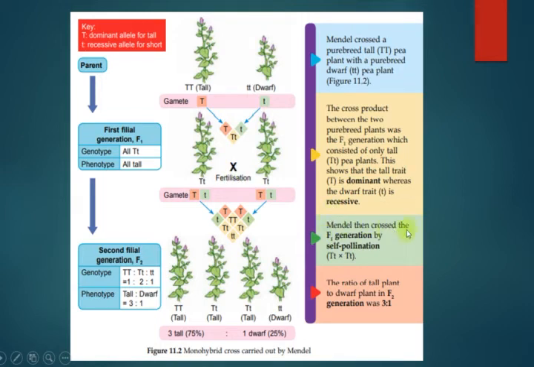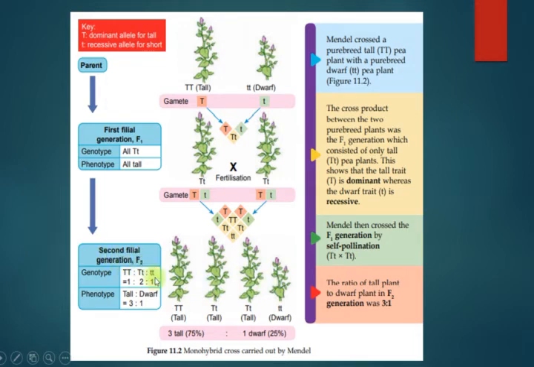Mendel then crossed the F1 generation by self-pollination. The F1 generation plants are crossed with each other by self-pollination, and then it will produce the F2 generation. The F2 generation is called the second filial generation.